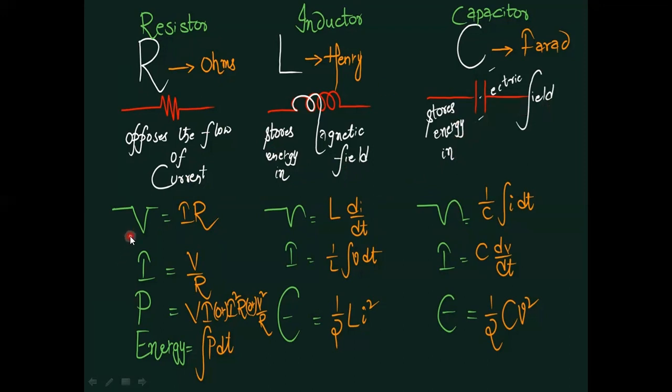And we'd like to know the voltage equations: V equal to IR, whereas for the inductor V equal to L dI by dt, and for the capacitor V equal to 1 upon C integral I dt. In a similar fashion, I equal to V by R, I equal to 1 upon L integral V dt, and I equal to C dV by dt.